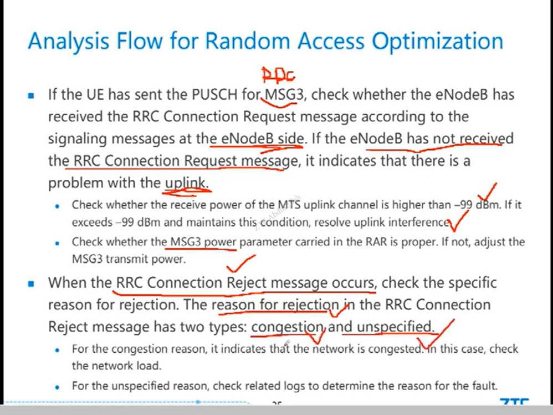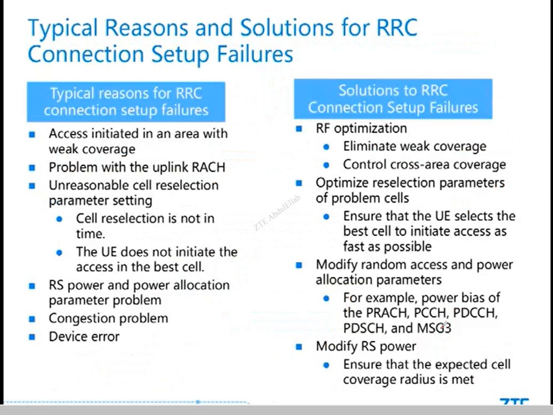If there's congestion, you need to check the network loading, or you need another frequency or another cell to increase your capacity. So this is one reason. Or it is unspecified. Unspecified normally does not happen often. So this is message 3 and 4. And then, here we summarize.